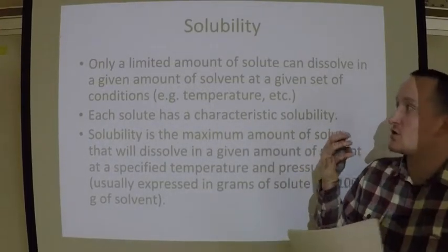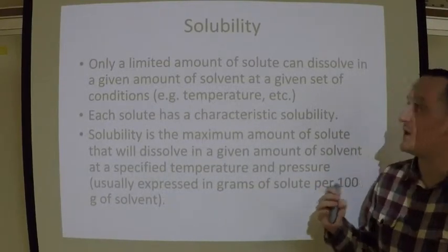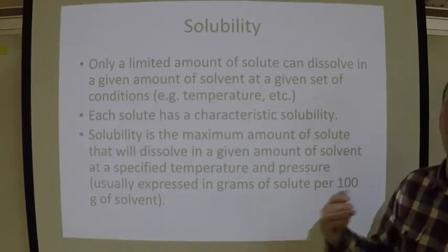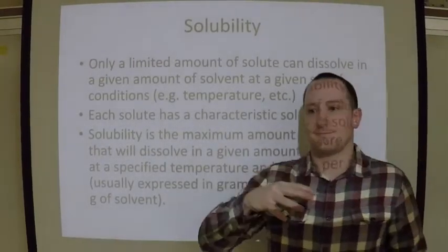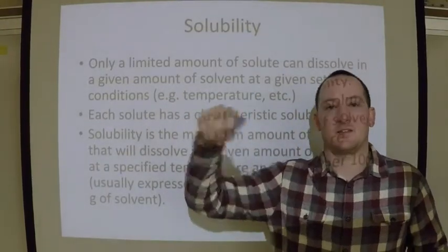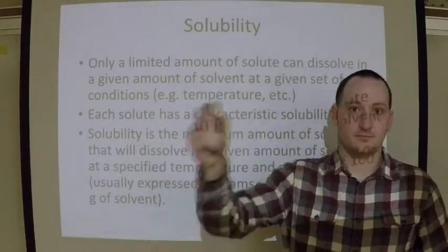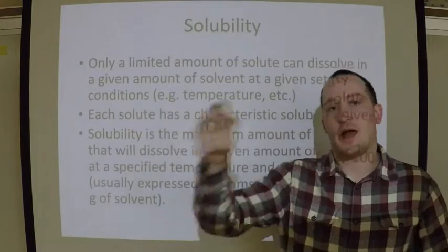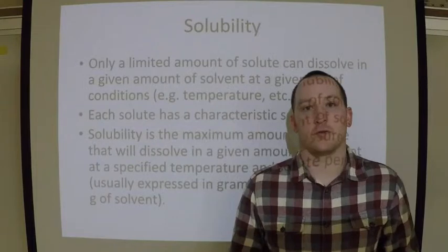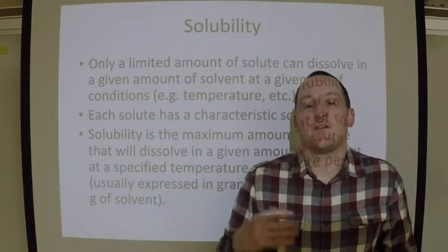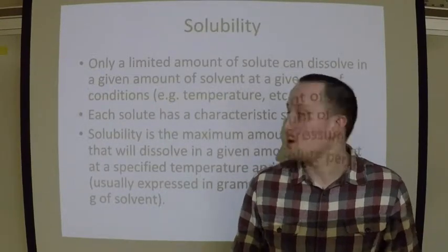So in solubility, what that means is only a limited amount of solute can dissolve in a given amount of solvent at a given set of conditions. So, meaning this, if I had a container of water, I couldn't just endlessly dissolve sugar inside of it. I might add a teaspoon, stir it, it dissolves. Add some more sugar, stir it, it dissolves. Add some more sugar, stir it, it dissolves. Eventually, at some point, that sugar will stop dissolving because it will have reached the point where no more sugar can be dissolved in that water. Okay? So that's what that is saying.